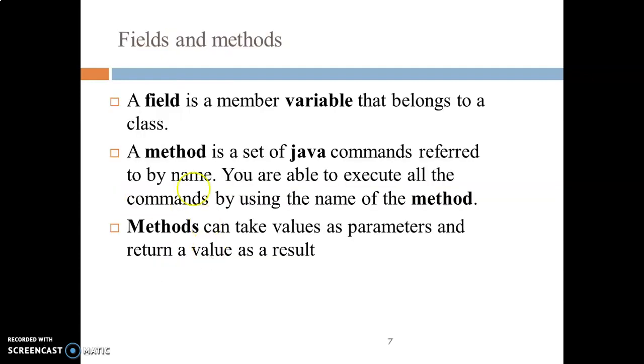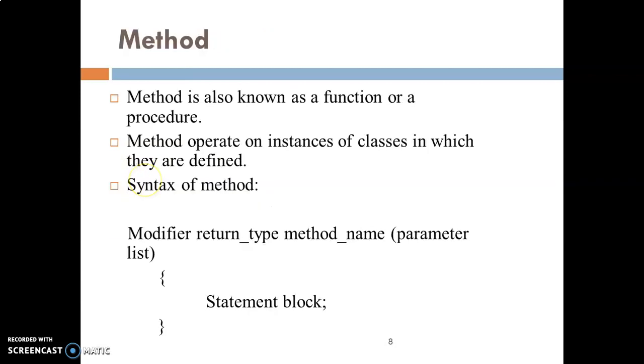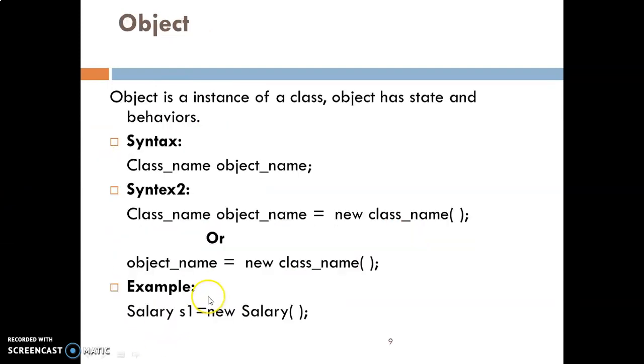Now fields and methods. A field is a member variable that belongs to a class. It means we are talking about the variable, and methods are nothing but functions. Functions in C++ and methods in Java. You all know methods from C and C++, and now it is in Java. It is nothing new. So this is the return type, the same syntax we are following here, then the method name and parameter list, and this is the body.